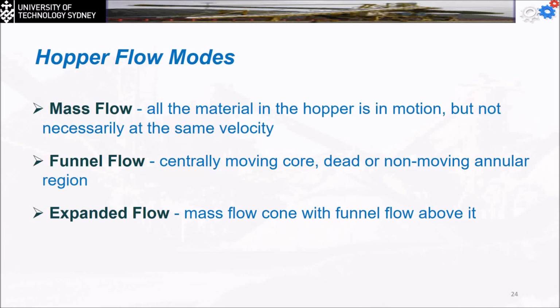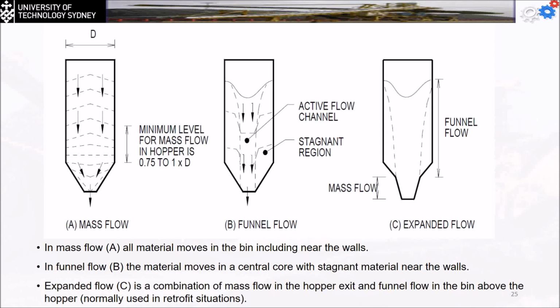So everything flows from below, but at the top it is static, and that's what we call arching, for example. So that's the massive flow. Everything is moving. All material moves in the bin, including near the walls. In the funnel flow, the material moves in the center core only, with stagnant material near the walls.